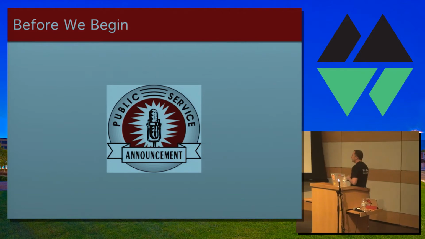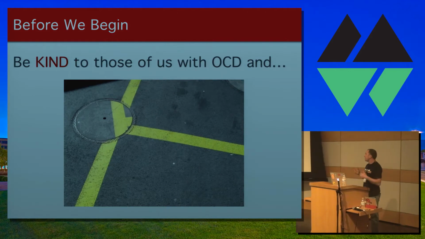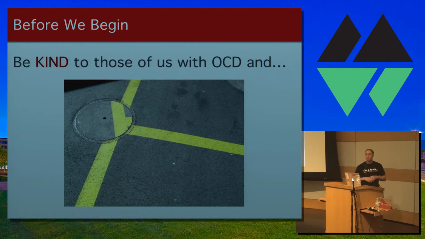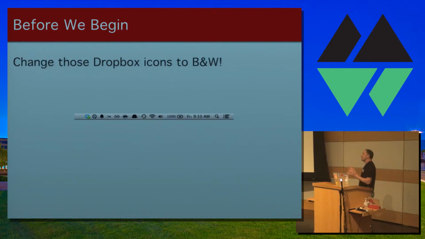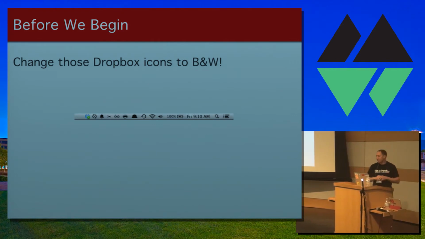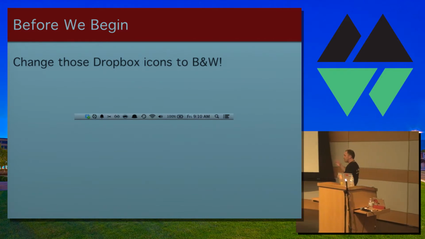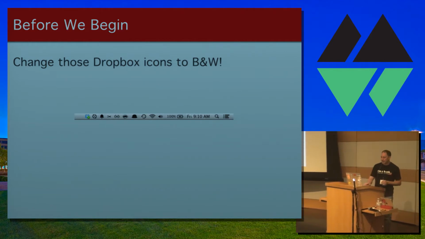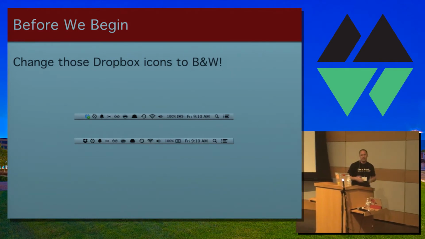Before I begin, I just want to start off with a real quick public service announcement: be kind to those of us with OCD. Does this picture make anyone else squirm? Raise your hand. All right, good. So you'll understand this next slide then: please change your Dropbox icons to the black and white icon. If you suffer from OCD and are talking to someone that has that blue icon, we won't hear anything you say. All we're going to do is look at that icon. So this right here will make us much happier, and we'll actually be able to listen to you.